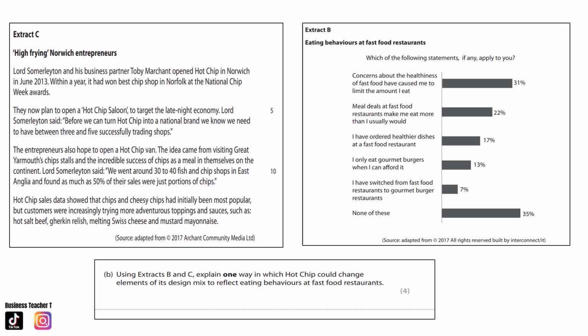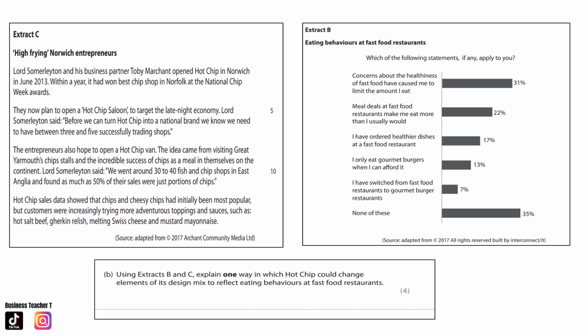Next question: using extracts B and C, explain one way in which Hot Chip could change elements of its design mix to reflect eating behaviours at fast food restaurants. Let's go to extract C first.